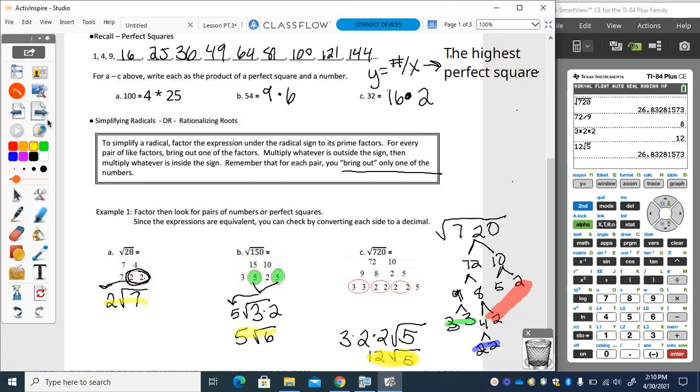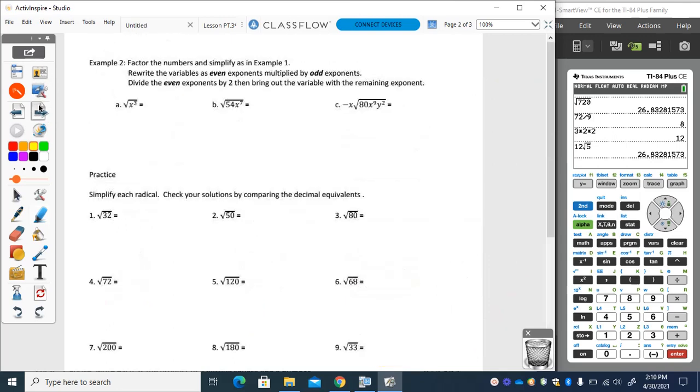All right, and now let's go to our next example. Now we're looking at example 2. Example 2 is different from example 1 because now we have variables. So we want to factor the numbers and simplify each as in example 1. So if you have a number in it, we're going to do that prime factorization like we did before. And then we want to rewrite the variables as even exponents multiplied by odd exponents and divide the even ones by 2. So it'll make sense as we go along.